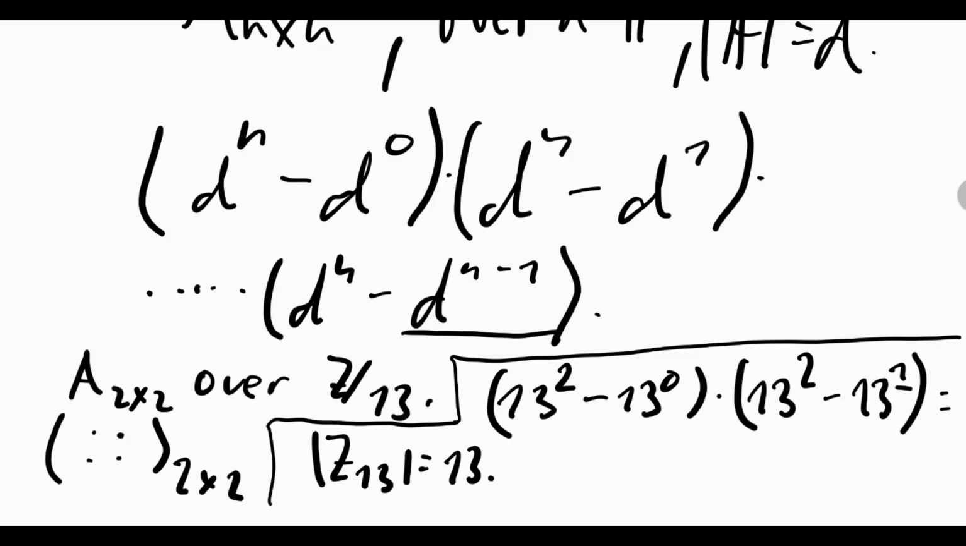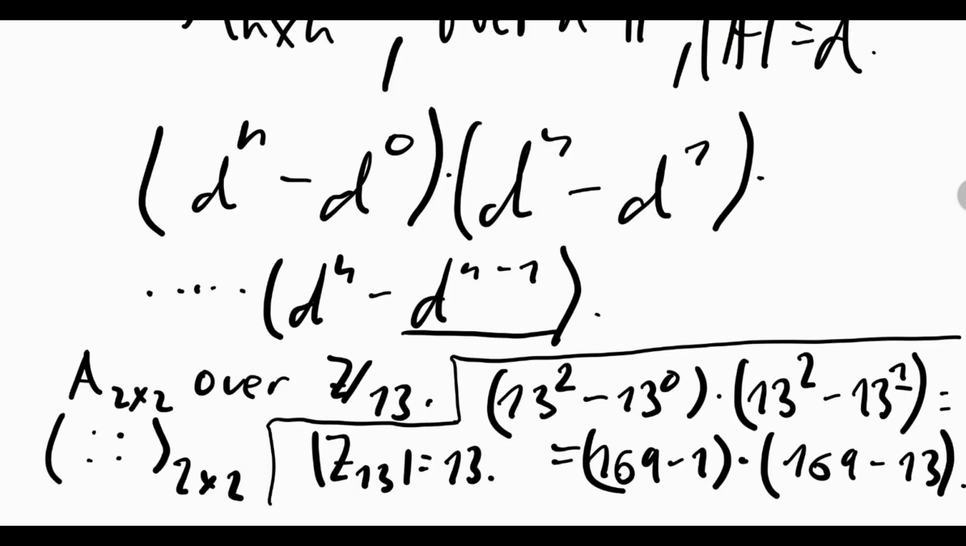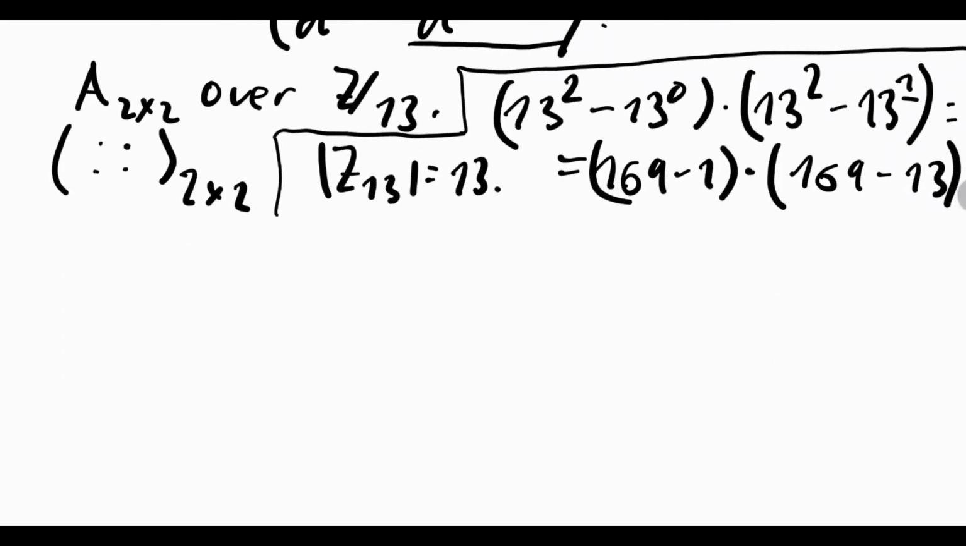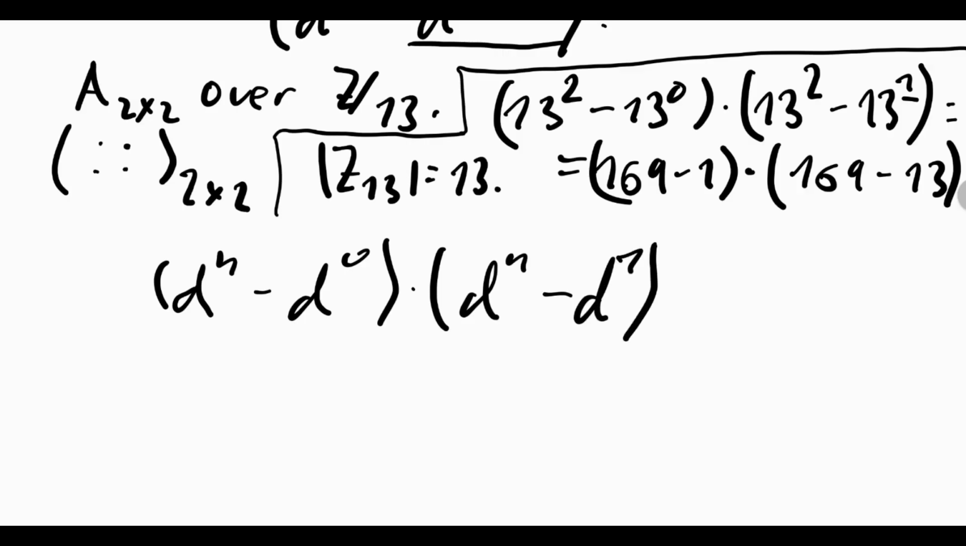So the result is going to be the product of these two numbers, and one can look for the concrete result by just evaluating the powers. So that's it for this example. Let's take a more complicated example where there's more iteration. To just repeat, it's d to the n minus d to the 0 times d to the n minus d to the first until d to the n minus d to the n minus 1.